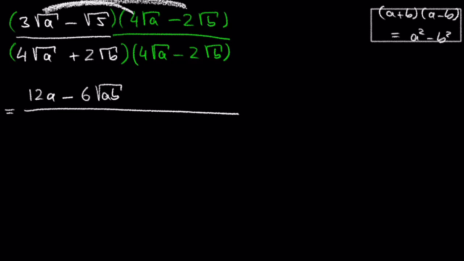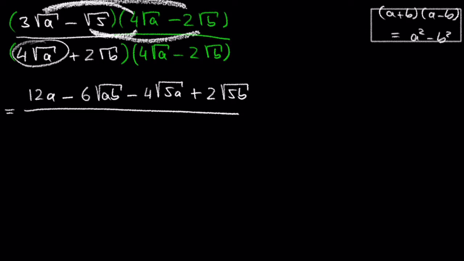The negative square root of 5 times 4 times the square root of a is minus 4 times the square root of 5a, and the negative square root of 5 times the negative 2 times the square root of b is plus 2 times the square root of 5b. 4 times the square root of a squared is 16a, and 2 times the square root of b squared is 4 times b.